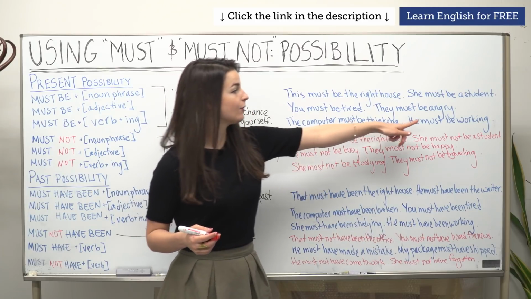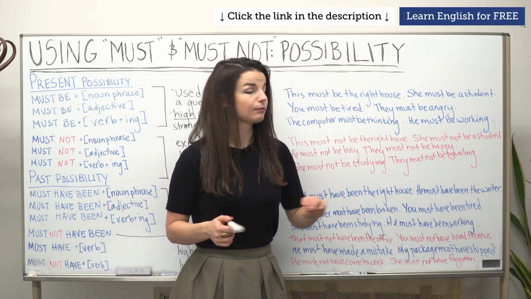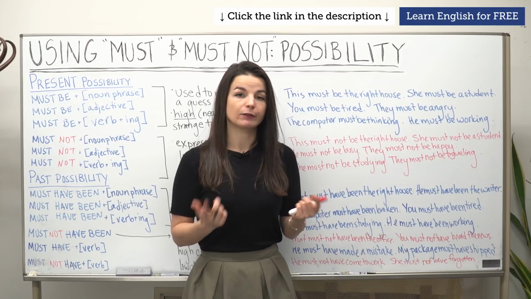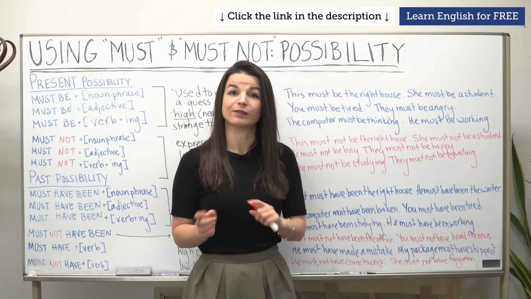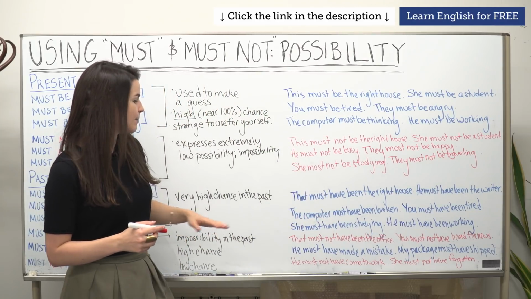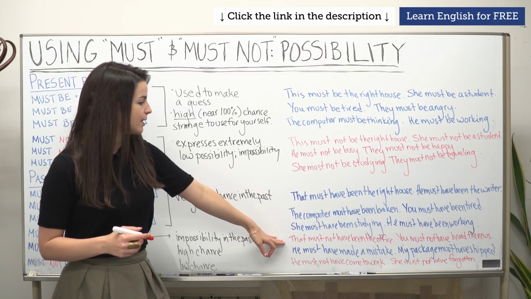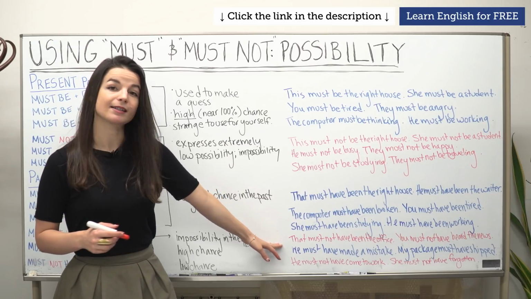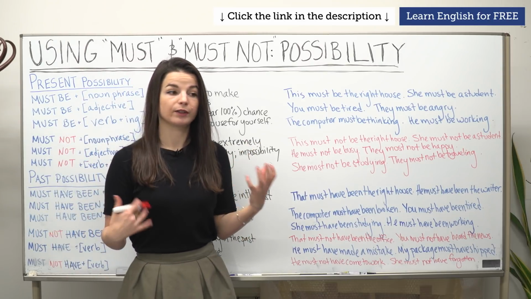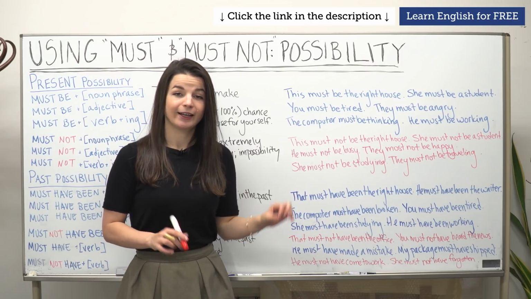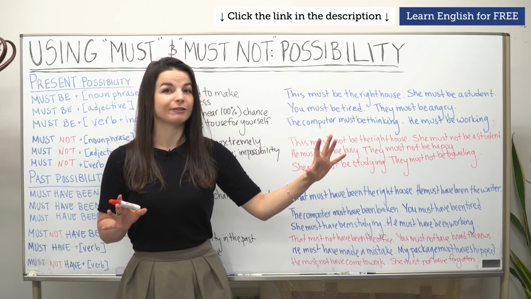So you can see I've just updated some of these to show how we change the sentence from the past to the present and vice versa. Let's look at some negative examples. That must not have been the office. So in other words, there was a mistake, a low chance that that building was the office.